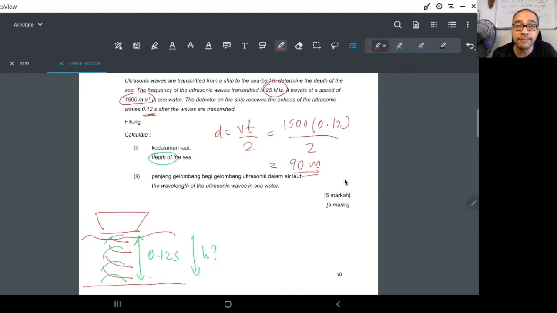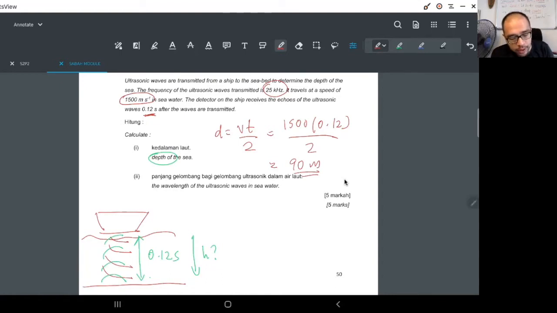90 meters, very deep. Yeah, 90 meters is very deep. Okay, boleh pecah kau punya gegenap telinga itu kalau kau masuk. I don't think we can survive more than 10 or 12 meters under the sea without proper equipment.